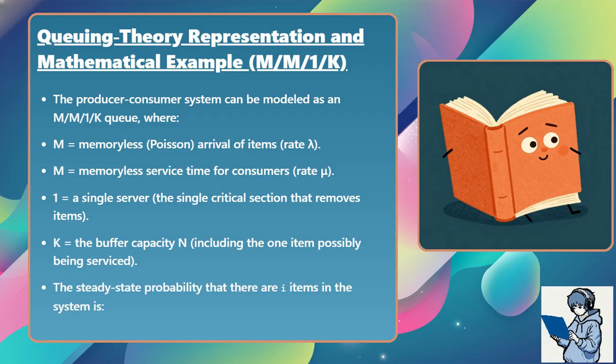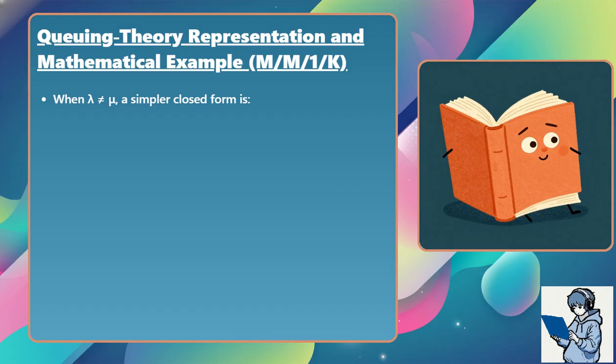The steady-state probability that there are i items in the system is P_i equals (lambda over mu) to the power of i divided by i factorial, times P_0, for i equals 0 to K, a birth-death process. When lambda is not equal to mu, a simpler closed form is rho equals lambda over mu. P_0 equals (1 minus rho) divided by (1 minus rho to the power of K plus 1). P_i equals rho to the power of i times P_0.